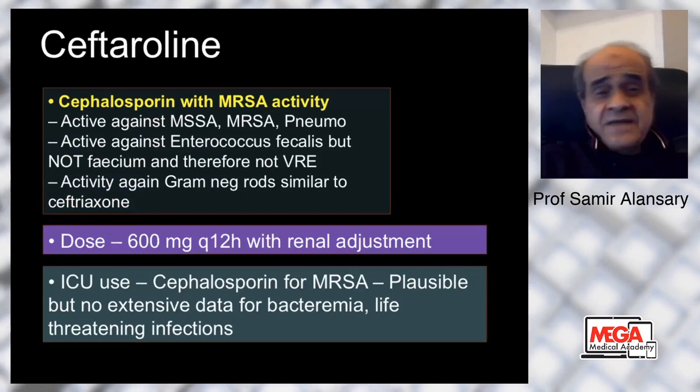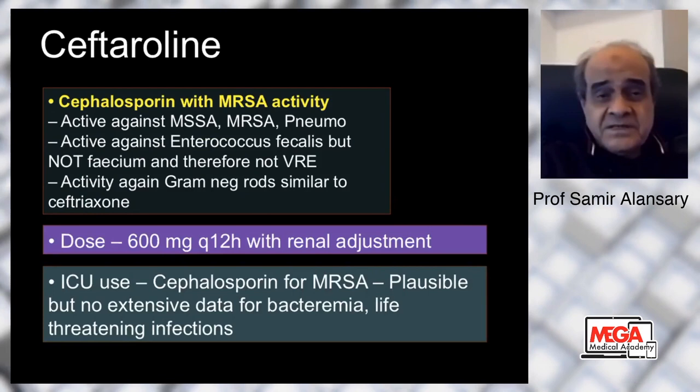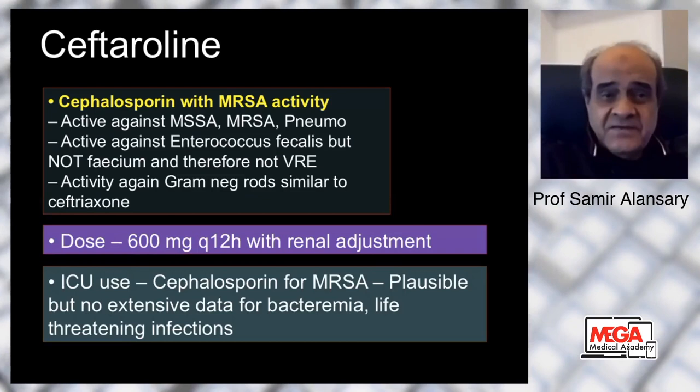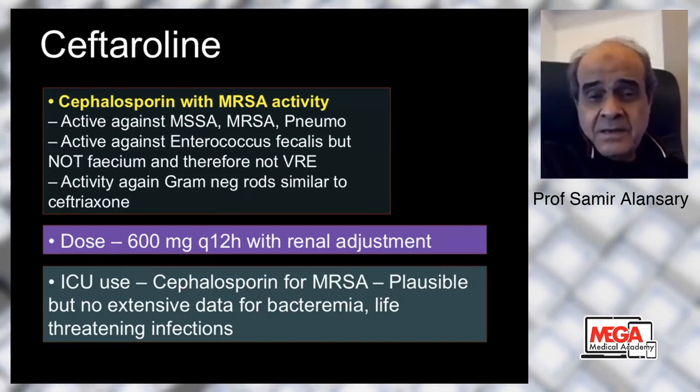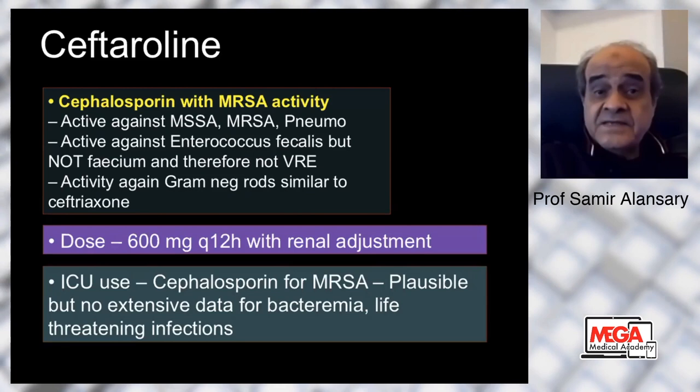The other drug is from the fifth generation of cephalosporin, ceftaroline. Ceftaroline, which I told you, is effective against MRSA also. A cephalosporin with MRSA activity, active against MSSA, sensitive, and MRSA, methicillin-resistant staph, also against pneumococci, and active against Enterococcus faecalis, not faecium.